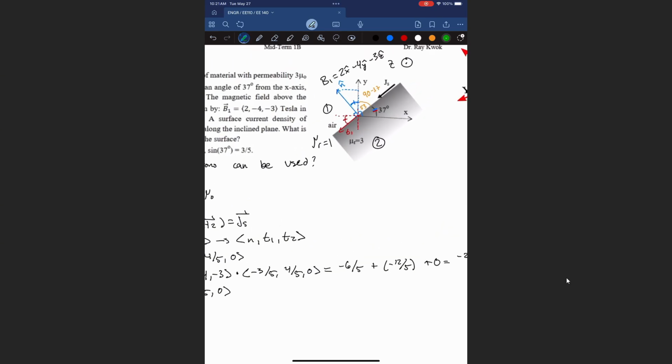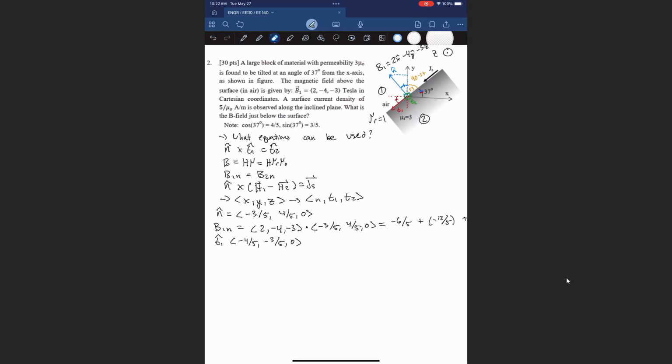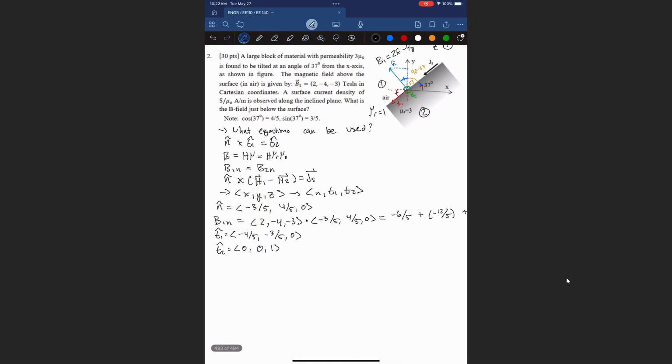When n hat and t1 hat are going in their respective directions, through the right-hand rule, t2 hat is going in the positive z direction, or out of the page. Therefore, t2 is 0, 0, 1. With these, we can use the dot product to find B1t1 and B1t2.